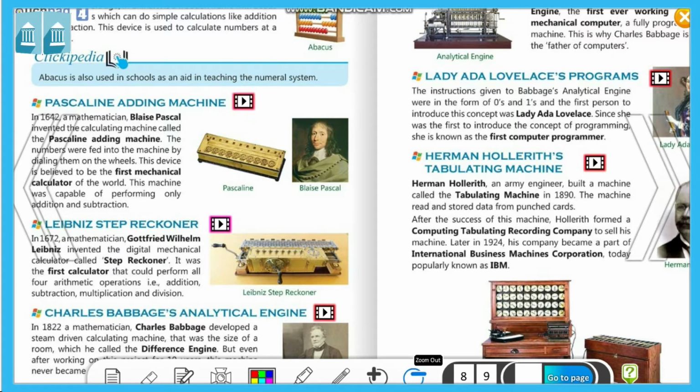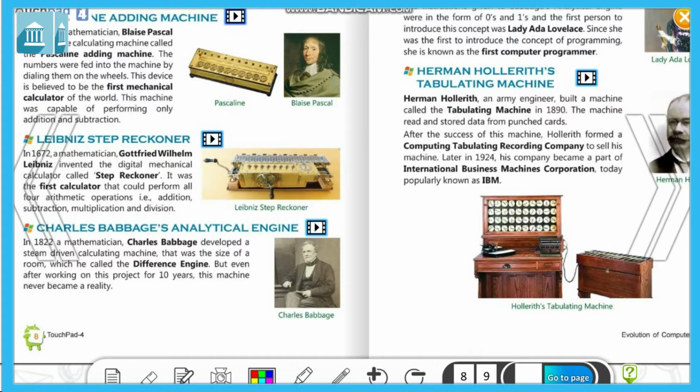Now, evolution comes to Charles Babbage's analytical engine. In the year 1822, the mathematician Charles Babbage developed a steam driven calculator. Steam driven calculator means the steam se chalne wala calculator. It was the size of a room. Wo kitna bada tha? Room ki size jitna bada tha, which he called the difference engine. But even after working on this project for 10 years, this machine never became a reality. As we discussed in our live class, he didn't give up.